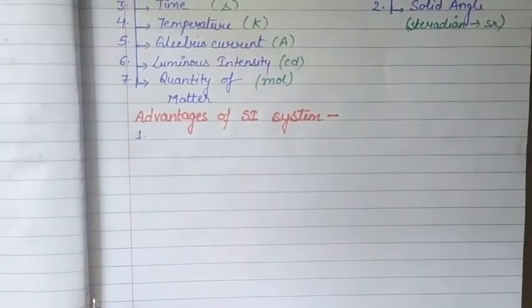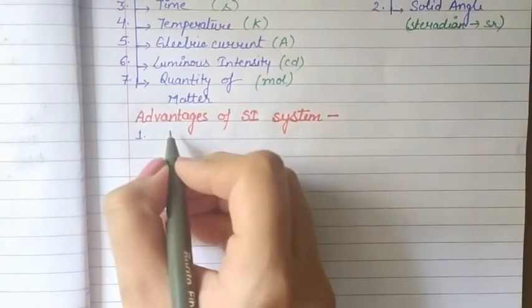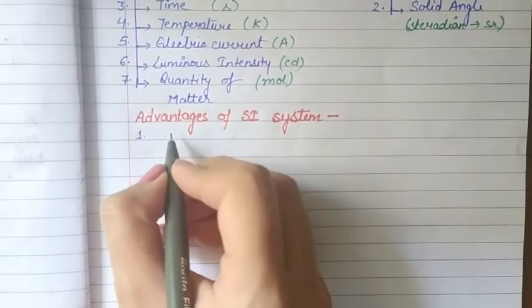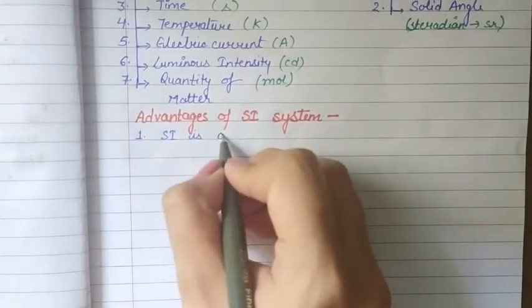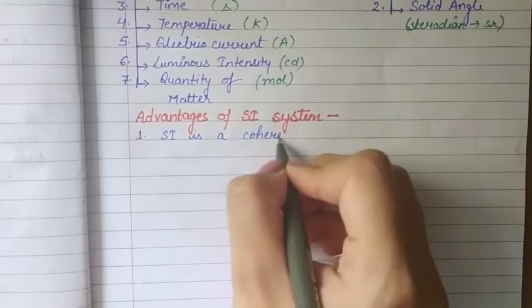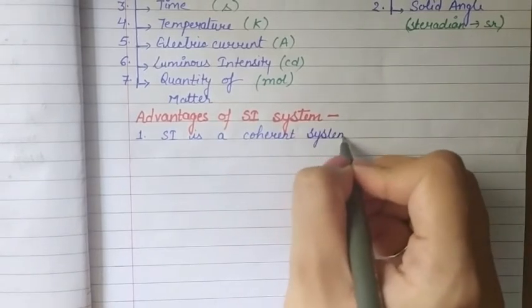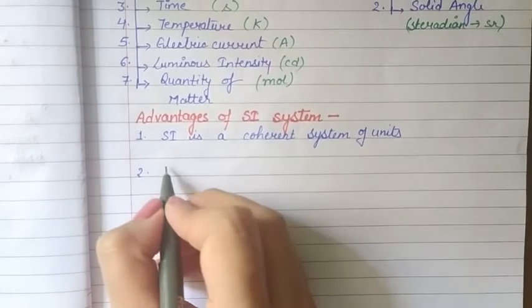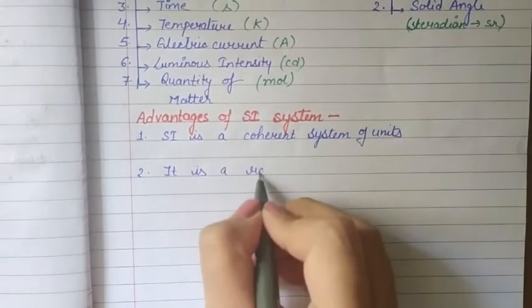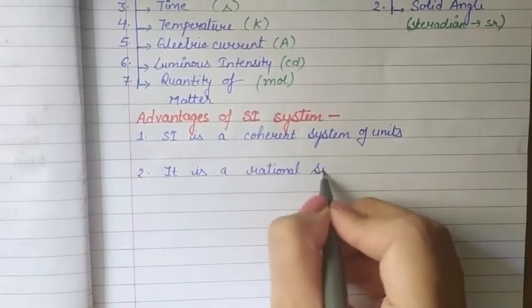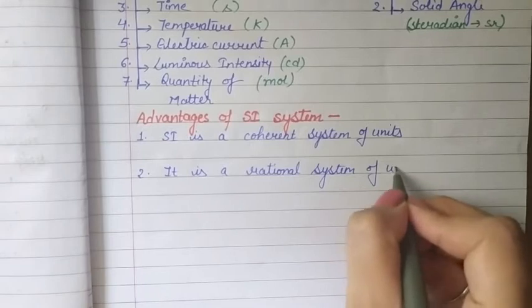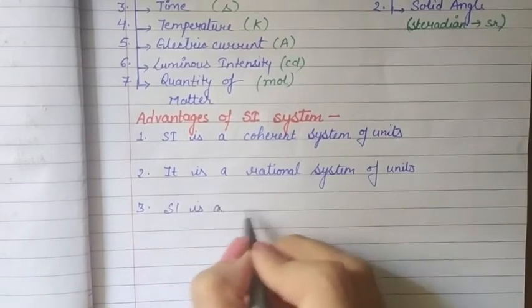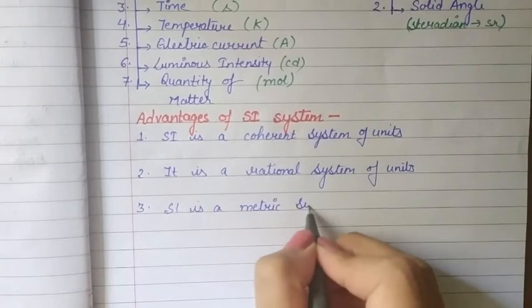First one is that this is a coherent system of units. First we write all the advantages, then we explain them one by one. So the first advantage of SI system over other systems is that SI is a coherent system of units. Second, it is a rational system of units. Third is, it is a metric system. SI is a metric system.